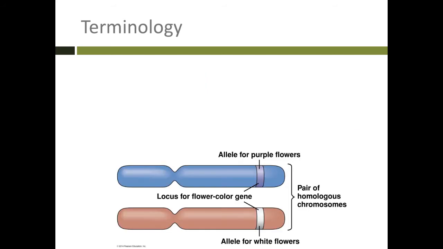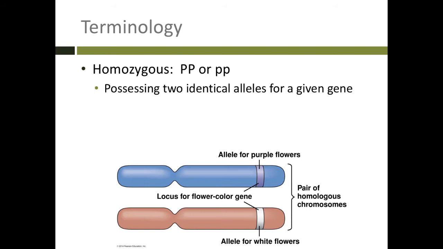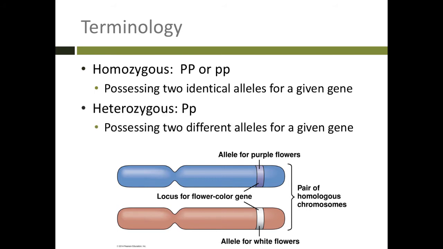To review, a plant that is homozygous will have two of the same alleles for a given trait. It can either be two dominant alleles, designated by two capital letters, or a homozygous recessive, designated by two lowercase letters. An organism that is heterozygous has two different alleles, one on each homologous chromosome. This is designated by a big P and a little p.